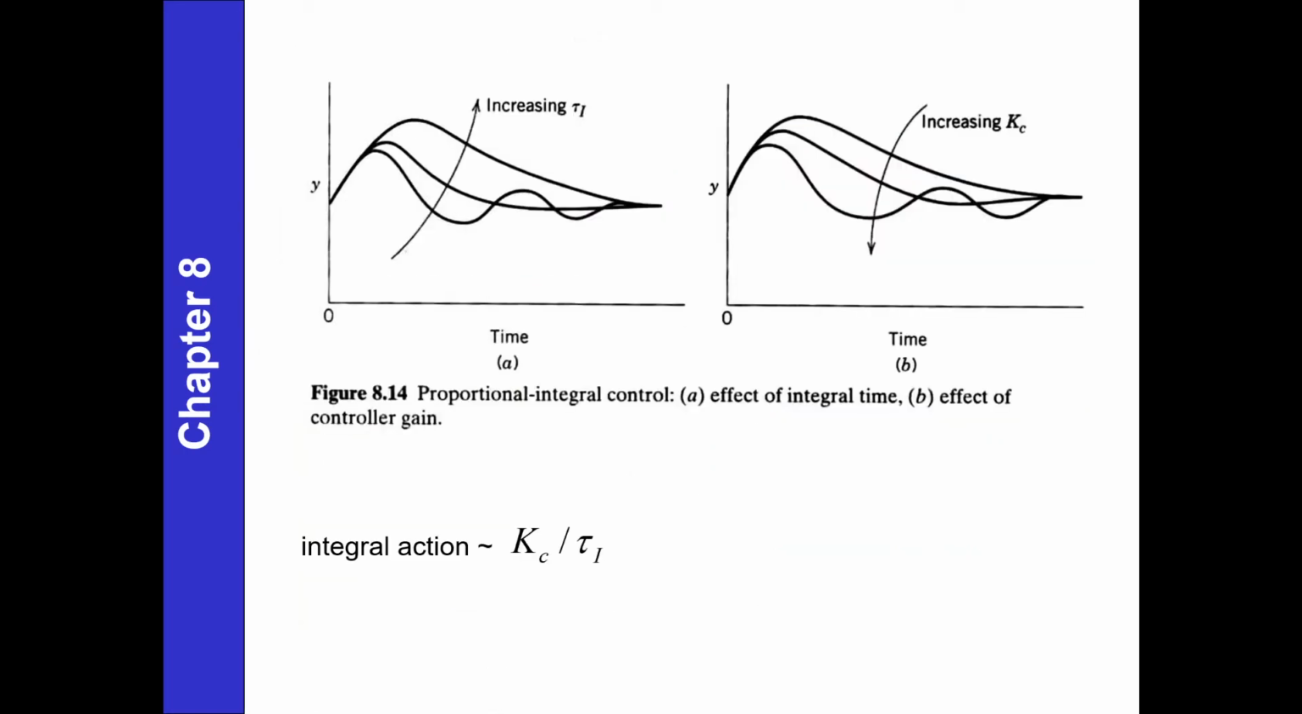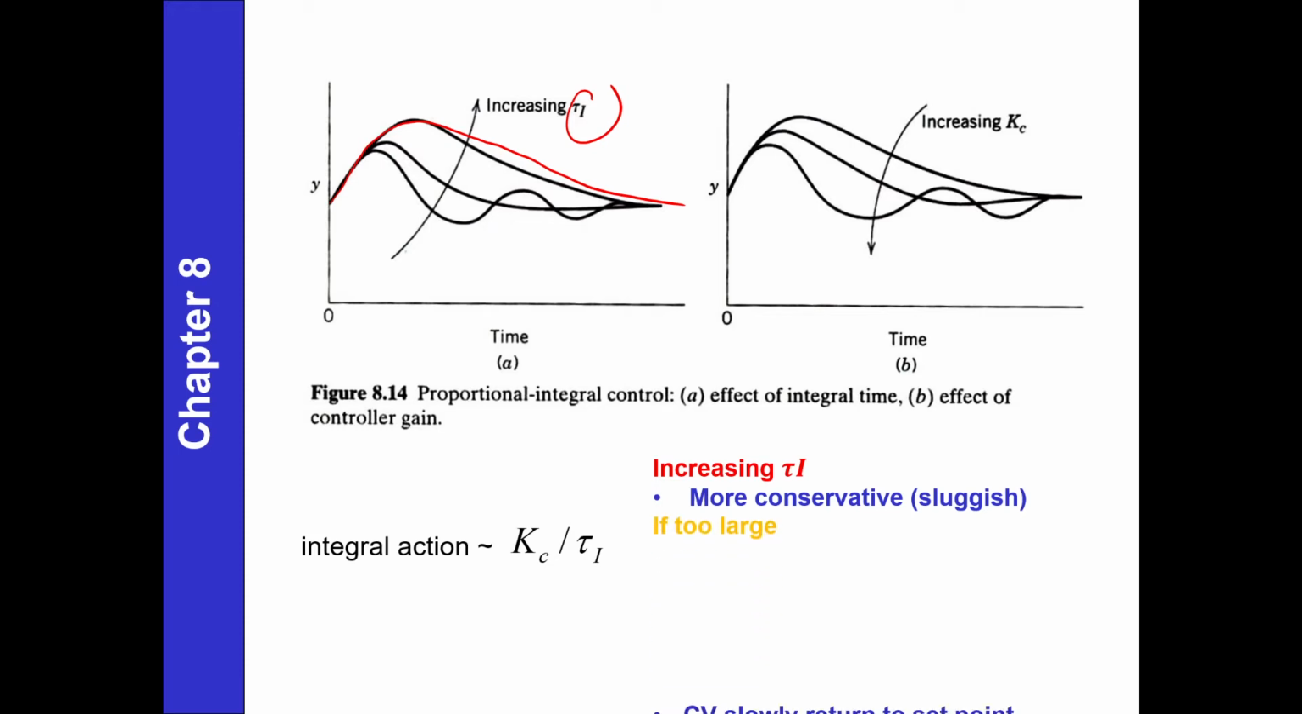So this is the effect when we increase the tau I. When we increase the tau I, the oscillation is reduced, but the response is overdamped. It takes a long time to reach a steady state or a set point. It becomes more conservative or sluggish or overdamped. If too large, the control variable is too large, it will be overdamped. Really took a long time to come back.